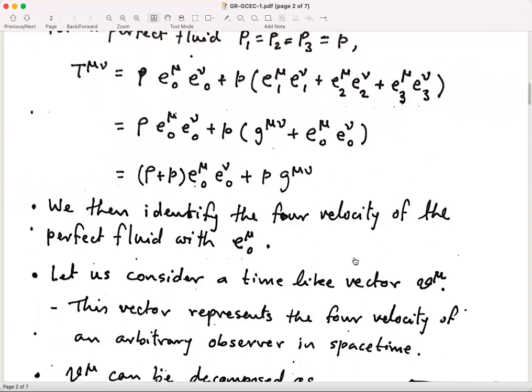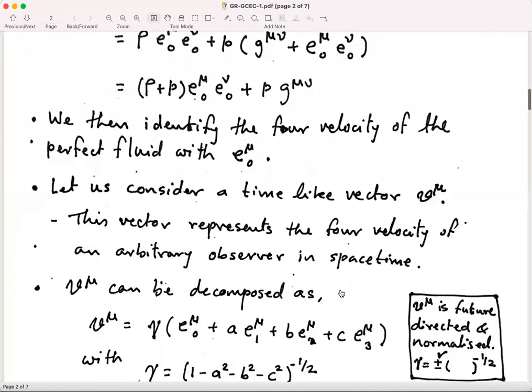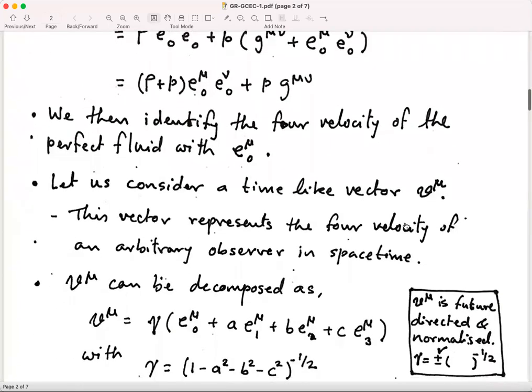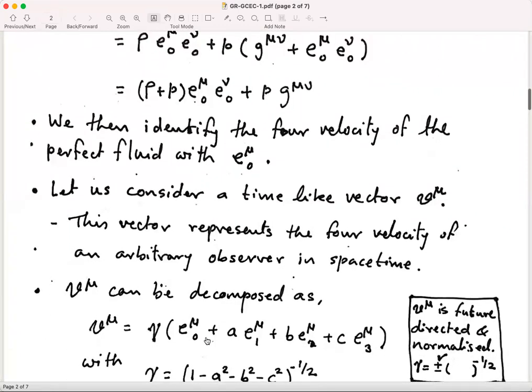Now we of course want to look at a future directed time-like vector. That is something which I did not mention here explicitly, but it is implicit, and we will see it in a moment. So what we could do is decompose this time-like vector in terms of the basis that we have defined, E mu alpha. We can write that as gamma times E mu 0 plus A times E mu 1 plus B times E mu 2 plus C times E mu 3.